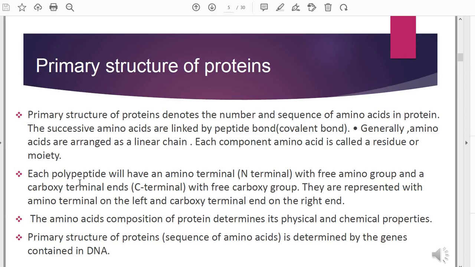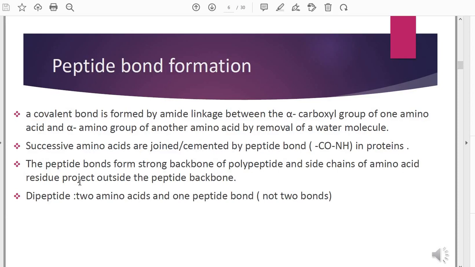The amino acid sequence and number is determined by the genes on DNA. If you remember the translation of DNA, the genes coding protein are what determine the structure and the sequence of the amino acids, and the number of amino acids in each protein or each polypeptide chain. And it also determines the physical and chemical properties of the protein.